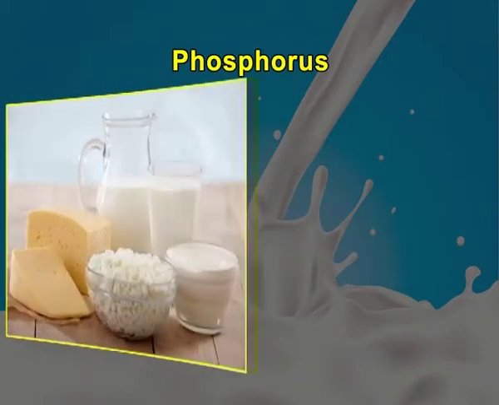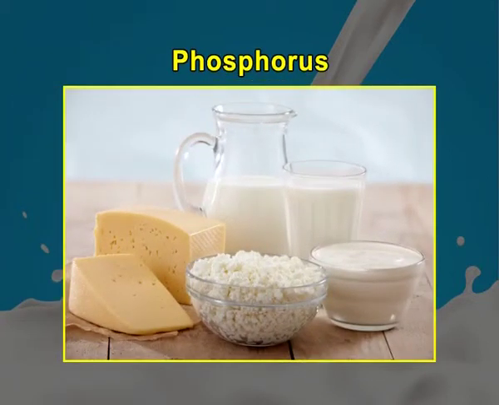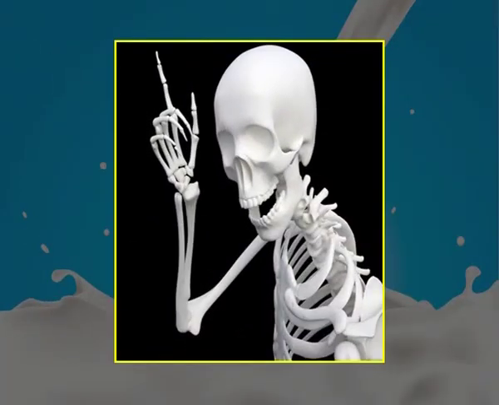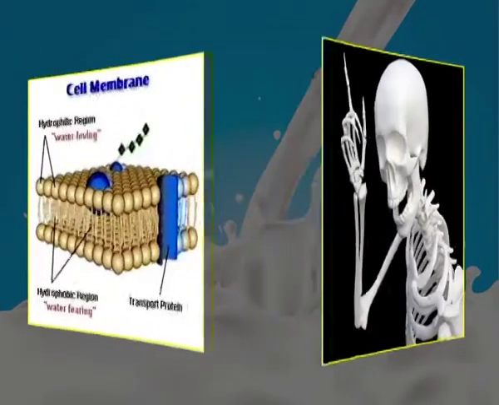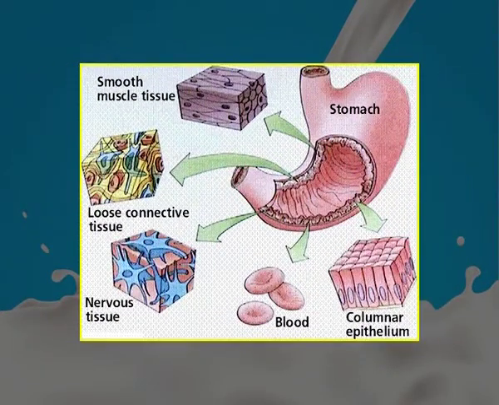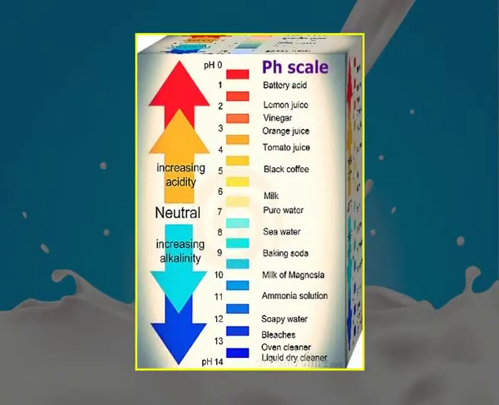Phosphorus. The main sources of phosphorus in the diet come from milk and the milk products. It is the second most abundant mineral in the body and plays a vital role in calcium and protein metabolism. Phosphorus is also essential for healthy bones and teeth, as well as cell membrane structure, tissue growth and regulation of pH levels in the body.